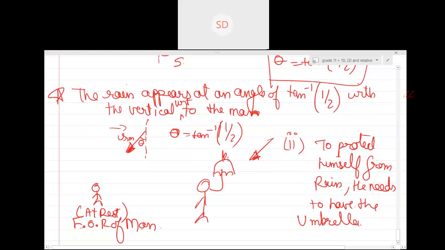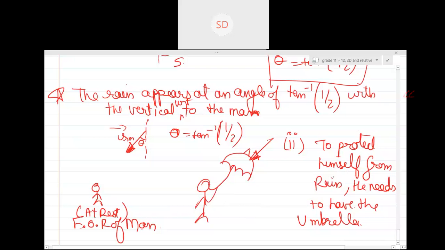Tell me this particular thing. Does he need to hold the umbrella like this, or does he need to tilt it at an angle, like this? Yeah, like that. Basically he needs to tilt his umbrella a little bit, and only then will he be able to protect himself from the rain.